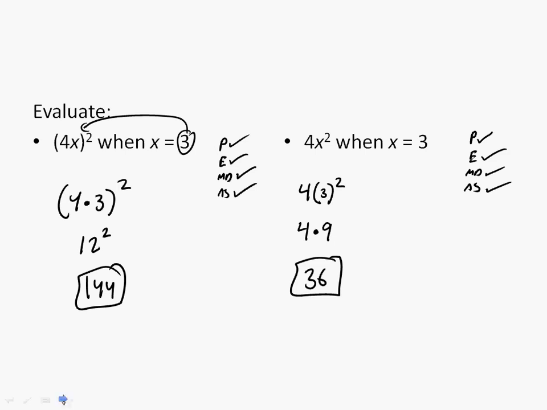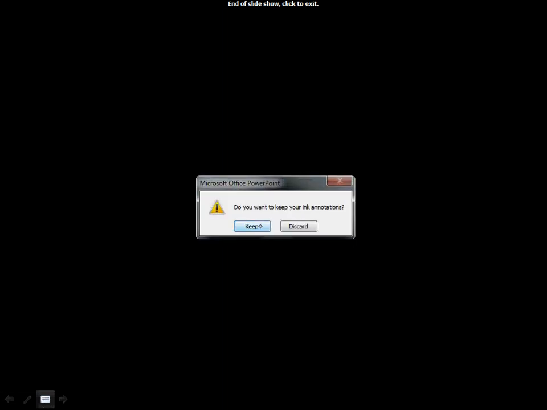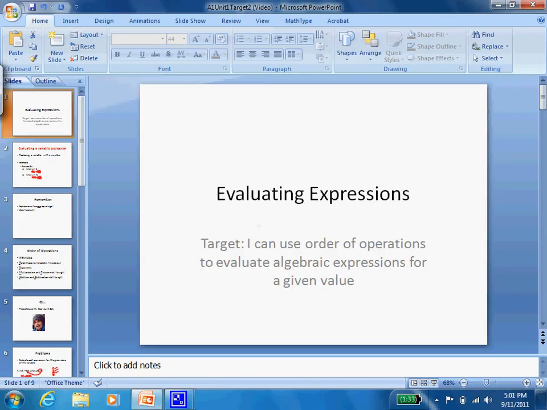That's it for following order of operations and evaluating algebraic expressions. So now you should be able to try some problems.